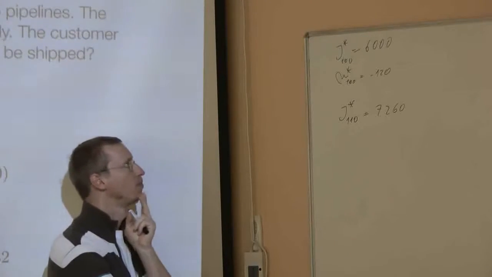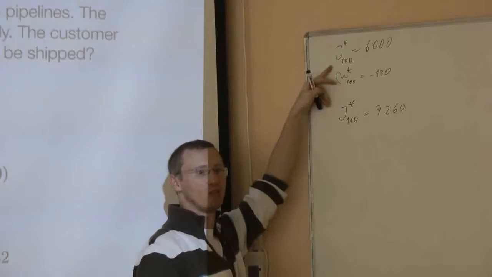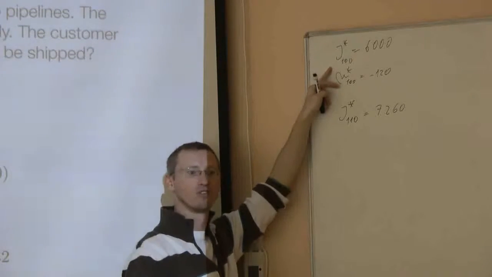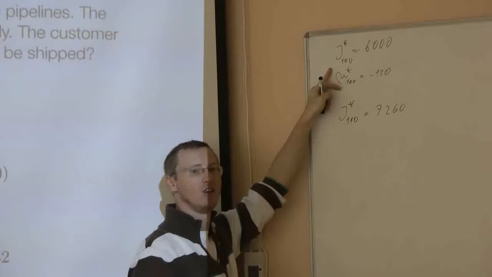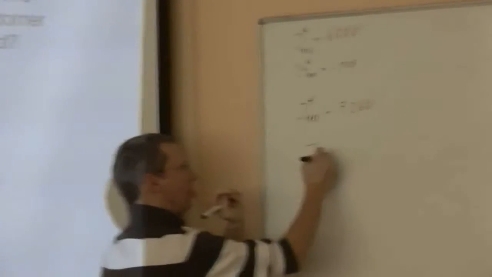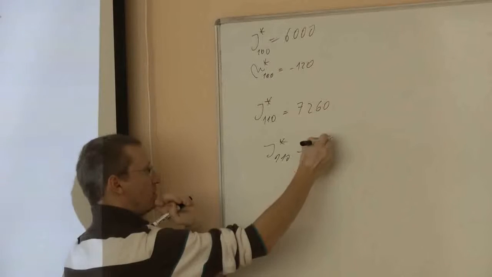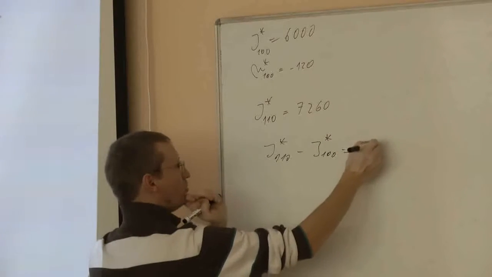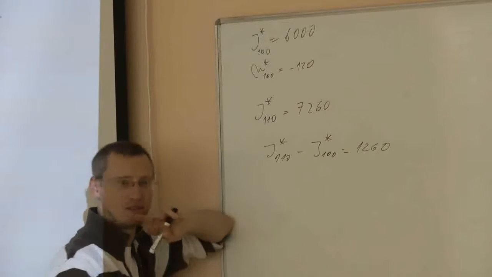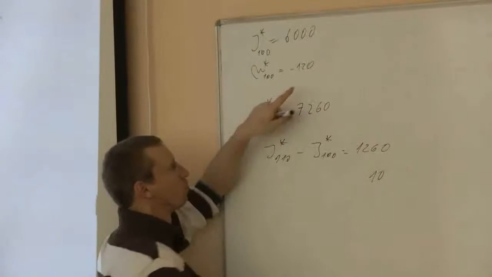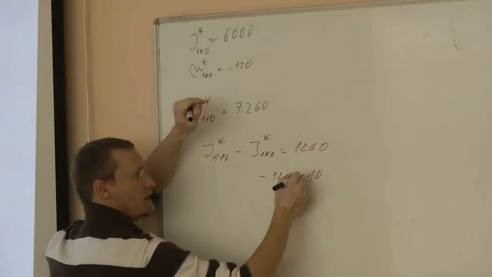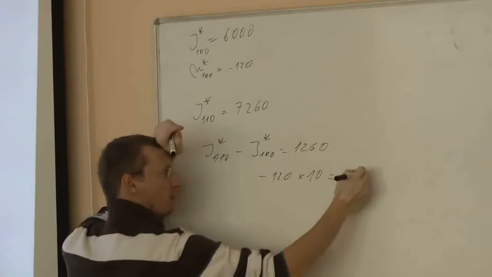Essentially what we said was, we had a solution for 100 tons and that was 6,000. We increased the right-hand side of the constraints by 10, and the optimal solution increased to 7,260. What is the difference between these two numbers? 1,260. By how much did we increase the constraint? By 10. What was the Lagrange multiplier here? 120 minus 120. This is minus 1,200.